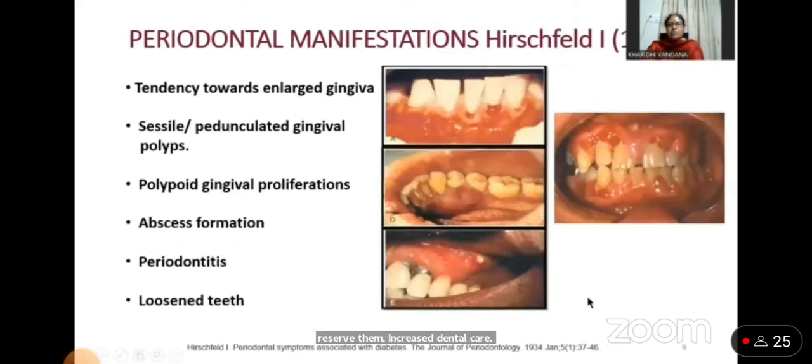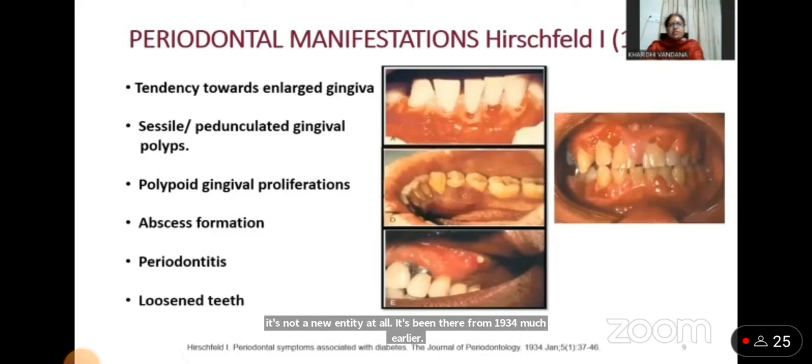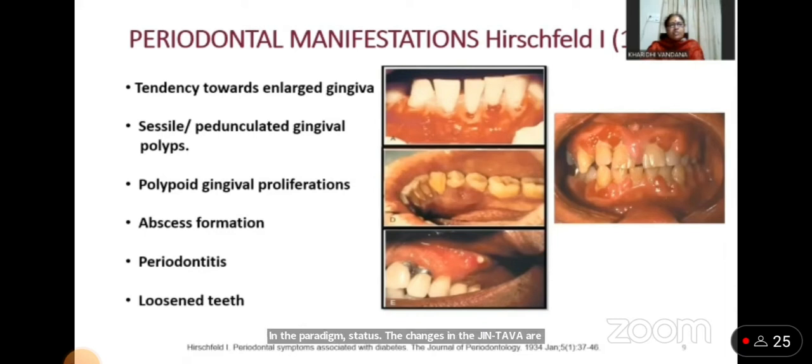Periodontal manifestations were described by Hirschfeld as early as 1934. So it's not a new entity at all; it's been there from 1934, much earlier. In periodontitis, the changes in the gingiva are usually enlargement, which could be sessile or pedunculated, and polypoid in nature. Loosened or mobile teeth are characteristic of periodontitis. Very characteristic is abscess formation, multiple in nature.